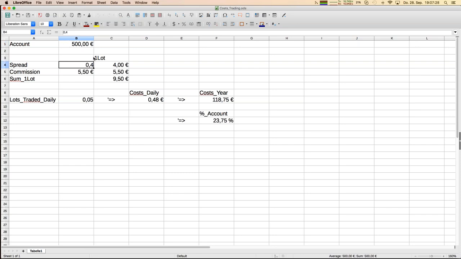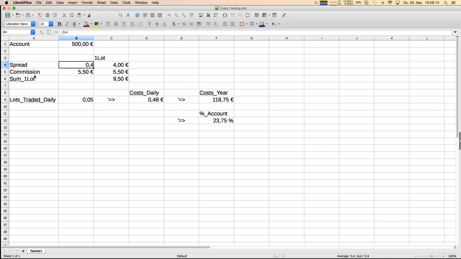So no problem. And now I took two numbers, one for spreads. I assume 0.4 pips, which is already at the lower end. Euro, US dollar, you definitely can trade for 0.4, but other pairs, like for example British pound against New Zealand dollar, or maybe British pound against Australian dollar, you might have spreads of one pip and even higher. But 0.4 pips typically can be translated to 4 euro if you trade one lot. So those two numbers here are simply per lot.